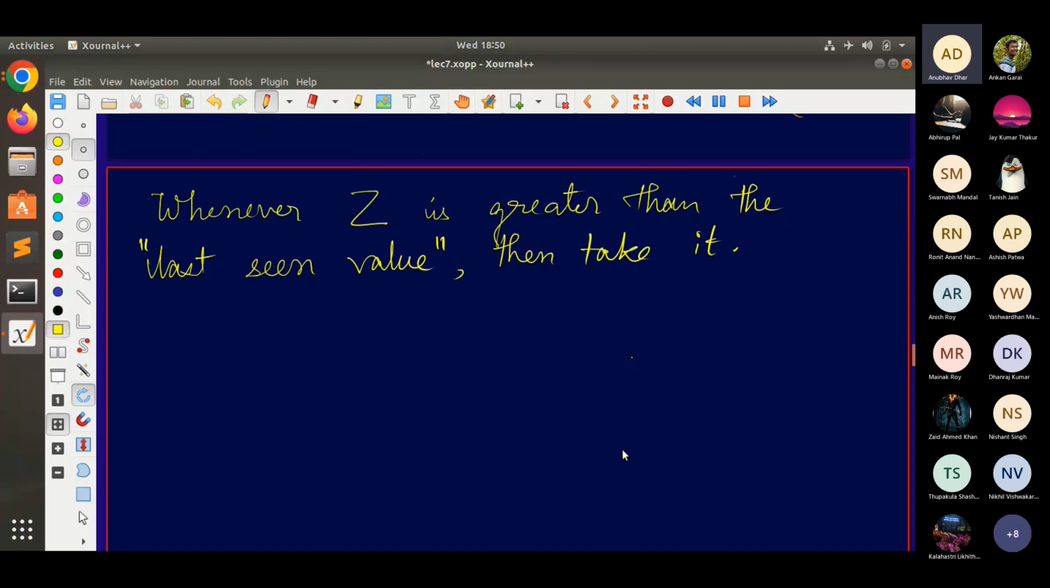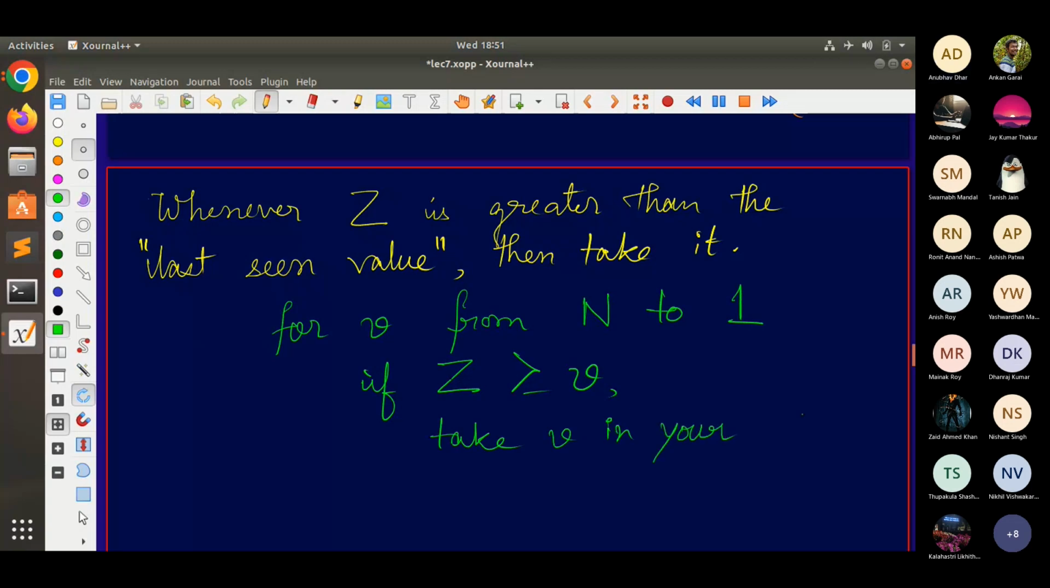Okay, so algorithmically, how would it look? Something like you have some counter, so let's just say for i from n to 1. Let's call this iterative. If z is greater than or equal to v, then you take this v in your subset and assign z to this value. Just subtract v from z. So this is your knapsack item.